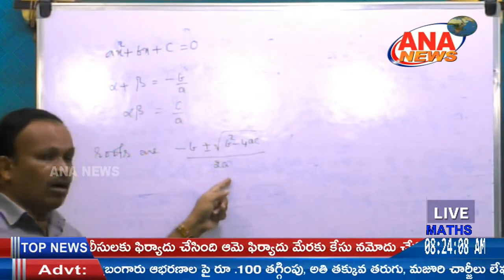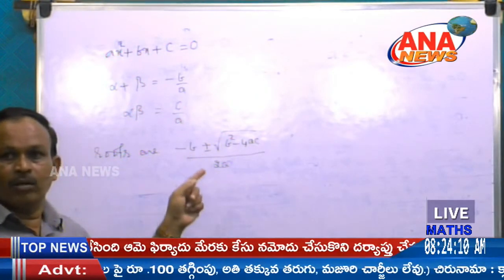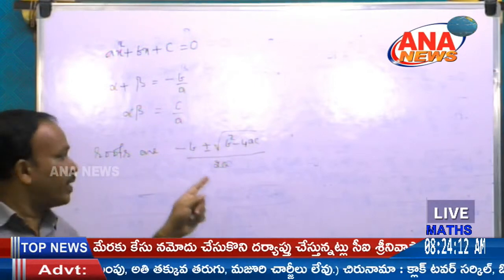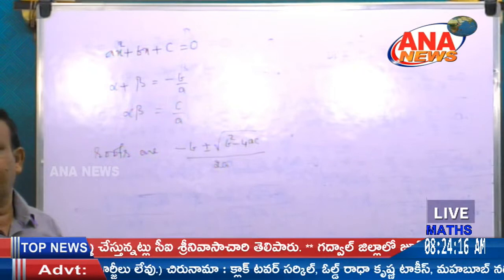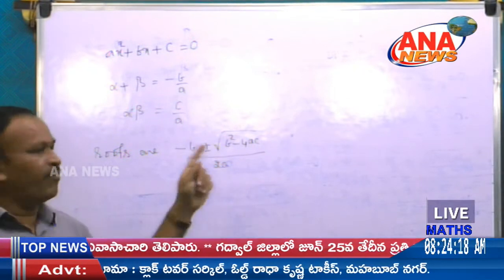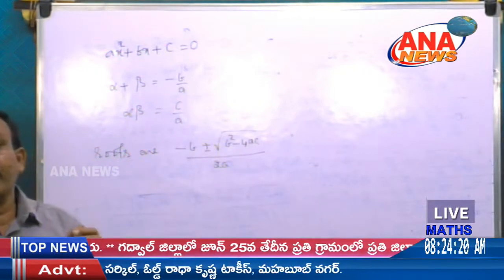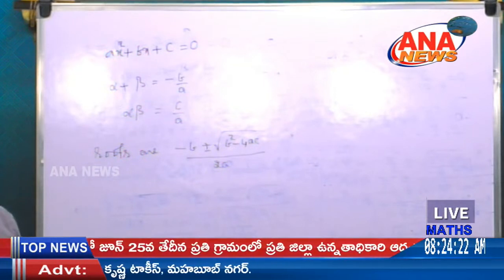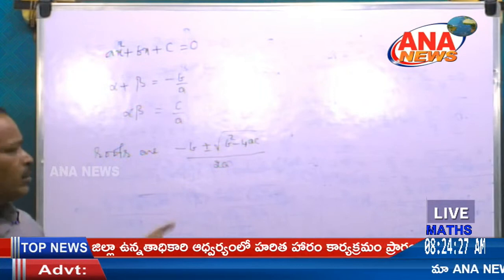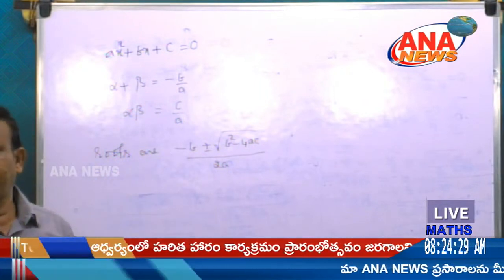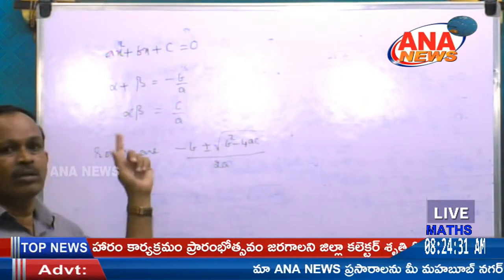A not equal to 0. That is what? The x square coefficient. If a is 0, this is undefined, because it is in the form of p by q. If q is 0, it is undefined. So p can be 0 or not? Any value, but a is not equal to 0.